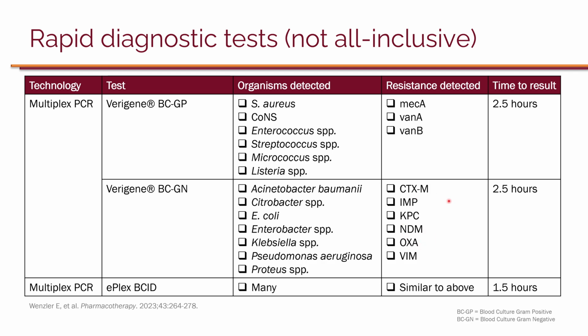And there are certain resistant genes that this test can detect, including some of the gram positives and some of the gram negatives. Now this is still pretty fast, so it's a rapid diagnostic test, but a little longer. So it takes about 2.5 hours once you put your sample in this machine for the results to be reported. And there is also the ePlex BCID test that works in a similar way with similar organisms and resistant genes detected.